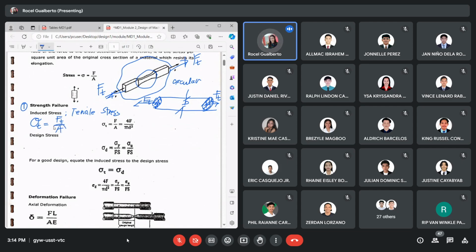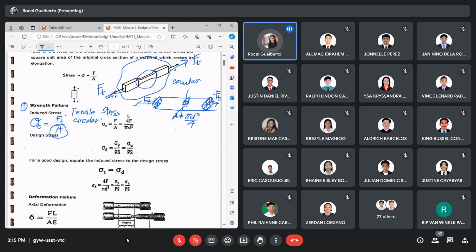So, ang titignan lang po natin ay yung area po na iyon. If it is circular, yung area po natin would be pi d squared over 4. Ito po yung diameter. Hahanapin po natin yung diameter po na iyon. So, ito po yung papalitan natin. On this particular sample, the tensile stress is force divided by area.